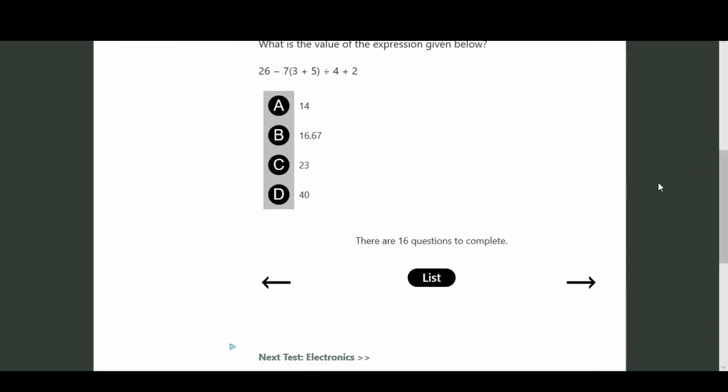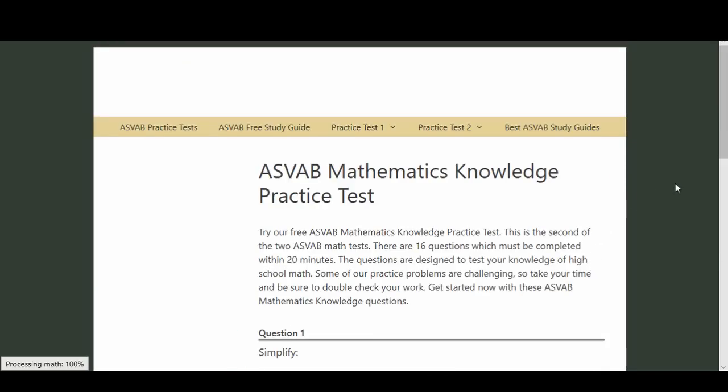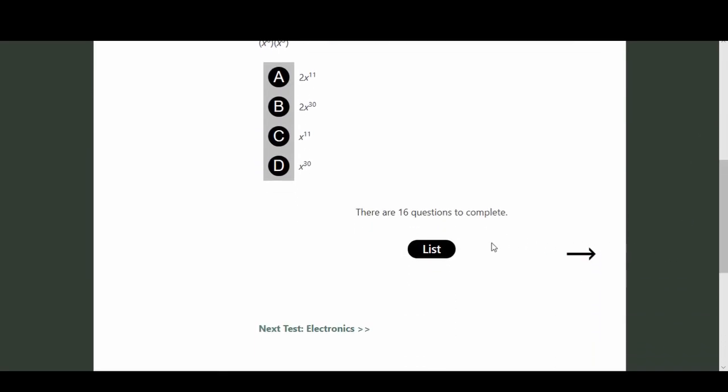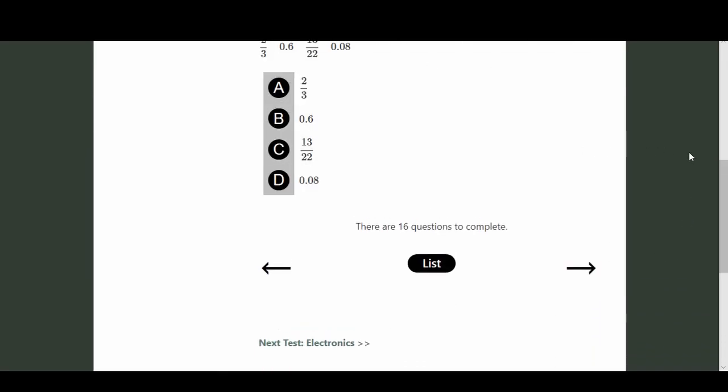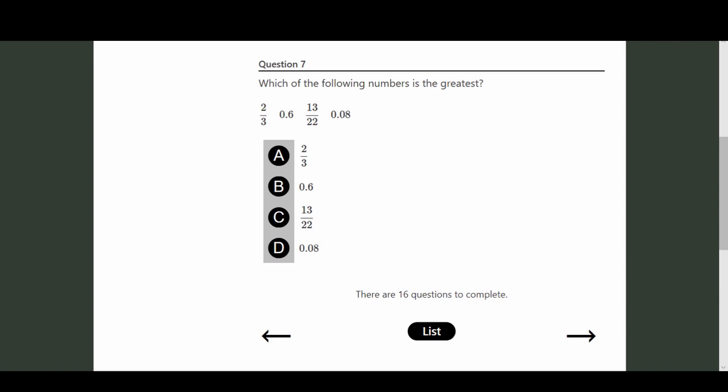And let's move on to question number 7. Question 7 is a pretty typical ASVAB question. It says, which of the following numbers is the greatest? As you can see, we have decimals and fractions. So the goal here is either to convert the fractions to decimals or vice versa. So let's go ahead and convert fractions to decimals.